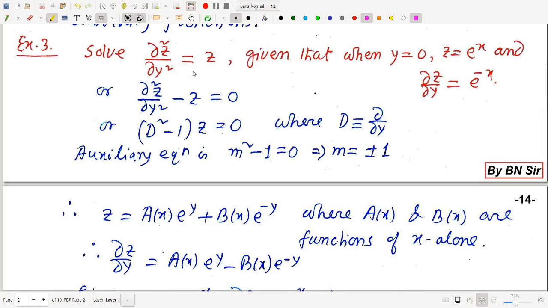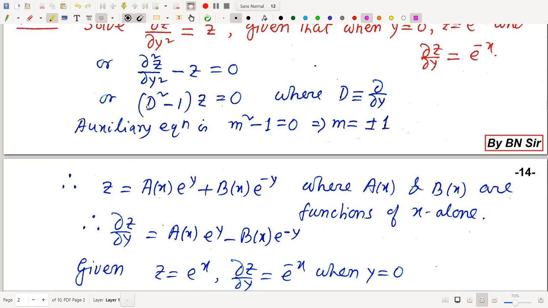This time we cannot integrate directly because z is a function of x and y, its explicit form we don't know. So we have written it like (D² − 1)z equal to 0, where D means ∂/∂y. So D² will be ∂²/∂y². So this is a second order linear equation with constant coefficients, like an ordinary second order linear equation with z and y as variables.